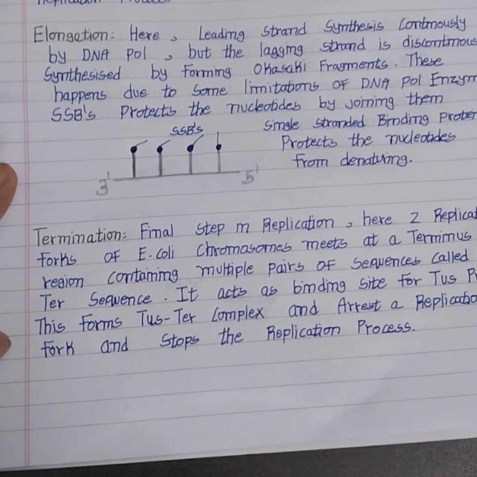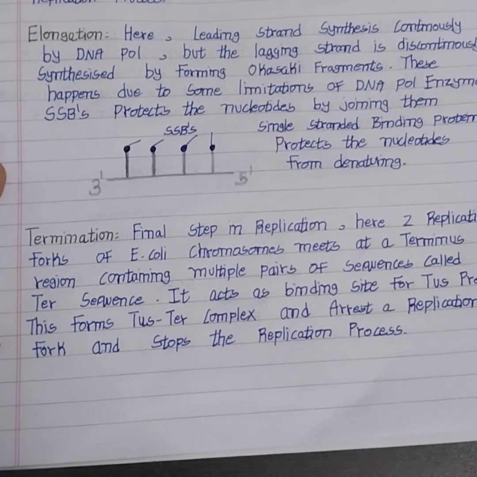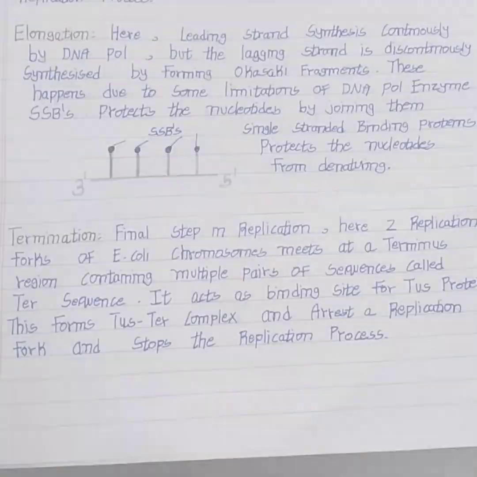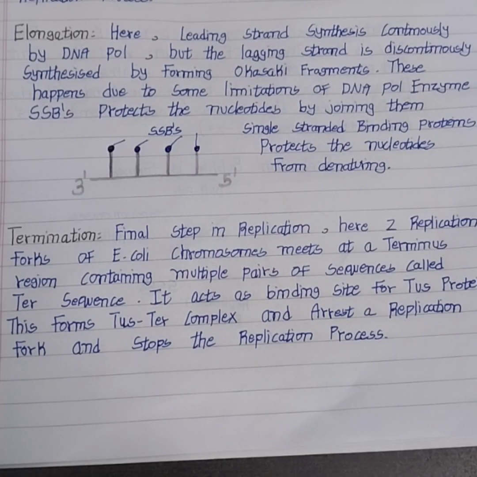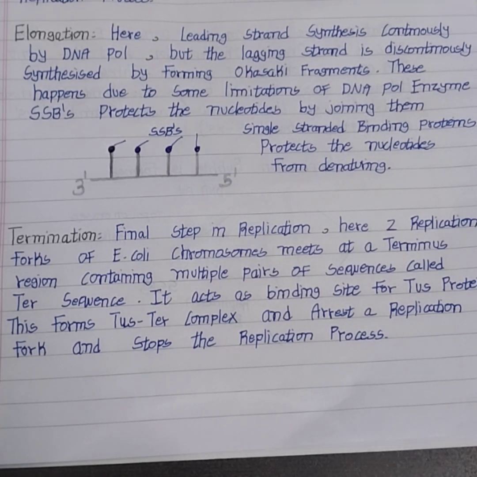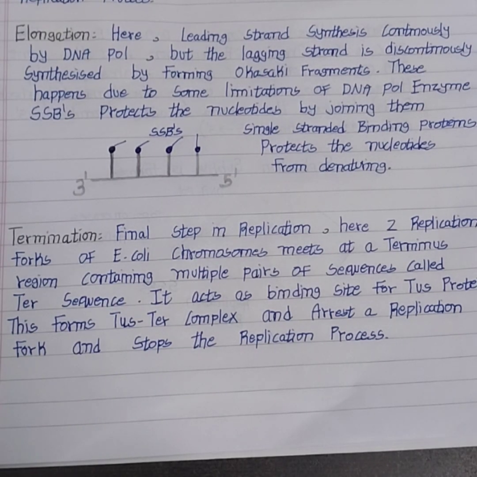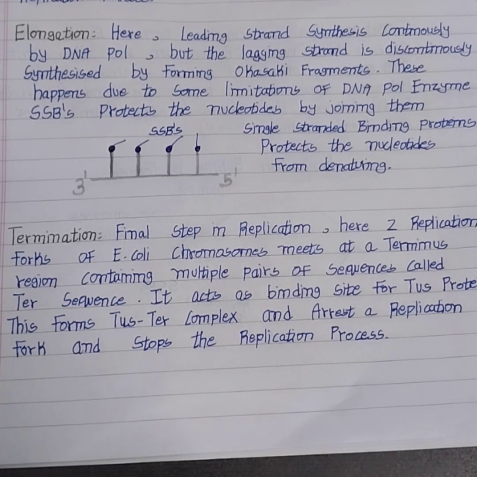Now after the initiation process, the elongation of the DNA takes place. Here the leading strand synthesis takes place continuously by the DNA polymerase. DNA polymerase can synthesize only one strand continuously and the other strand discontinuously. So the leading strand is continuously replicated by the DNA polymerase, whereas the lagging strand is discontinuously replicated in short segments, which are called Okazaki fragments. This happens due to some limitations of DNA polymerase, as I said earlier.